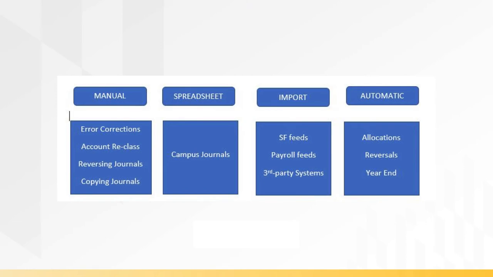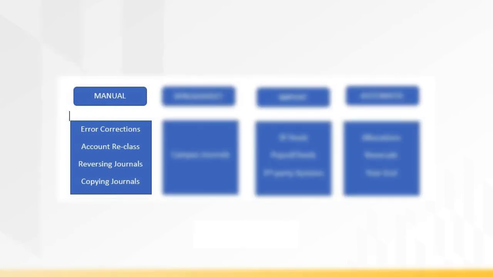Similar to PeopleSoft Financials, accounting transactions will be transferred to the general ledger in Stratus via different types of journals: manual, spreadsheet, import, and automatic journals. Manual journals will continue to be entered directly in Stratus, such as corrections from the accounting department in financial services.